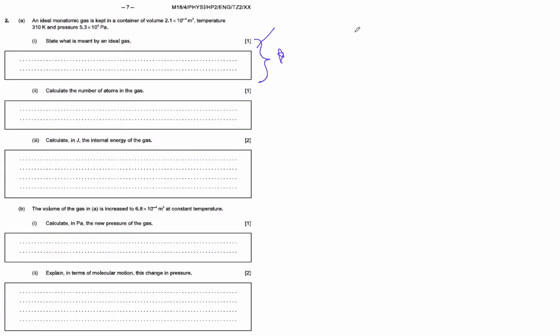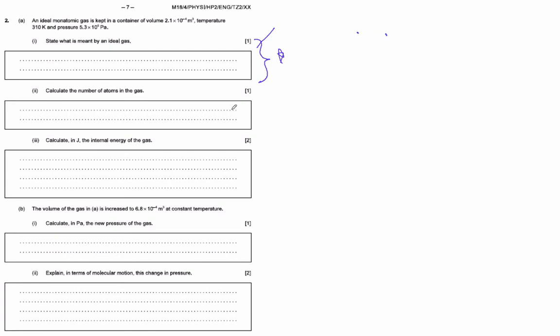So in an ideal gas, literally you have these geometric points. They collide elastically. They don't exert forces on each other other than to repel each other. They don't stick together, in other words. There's no van der Waals forces.